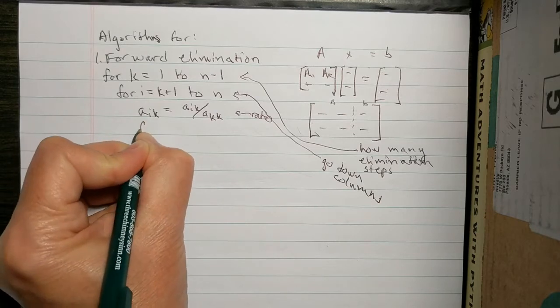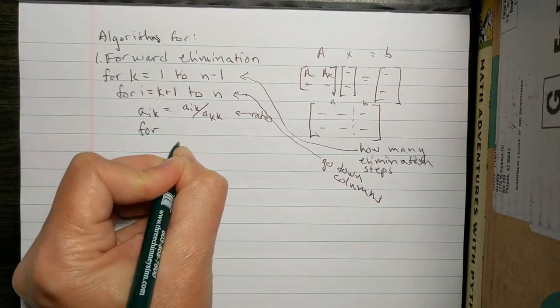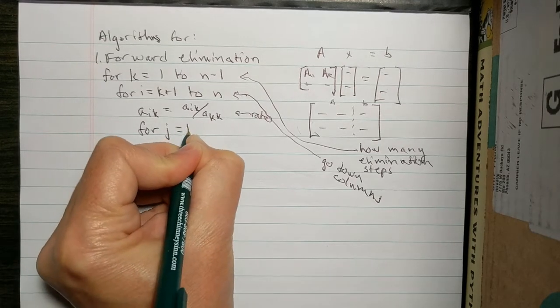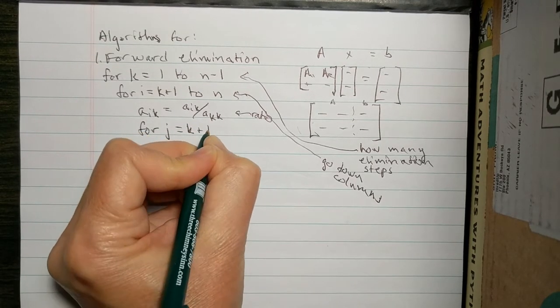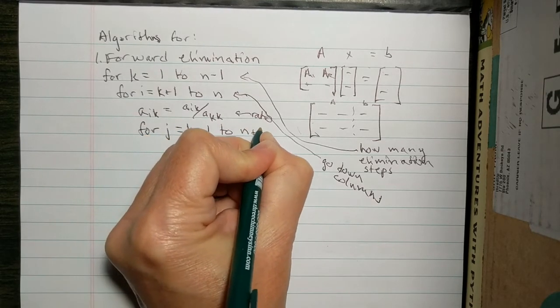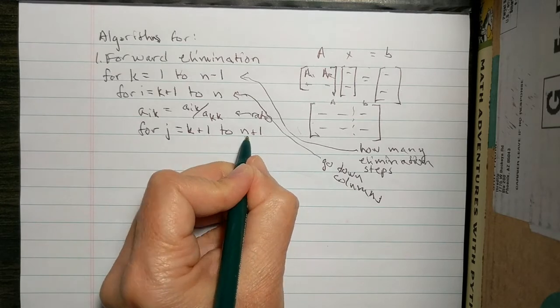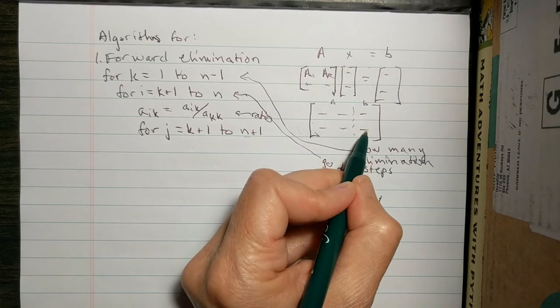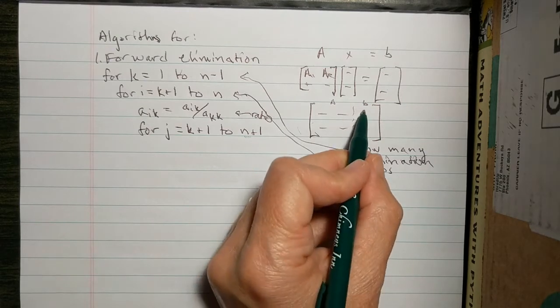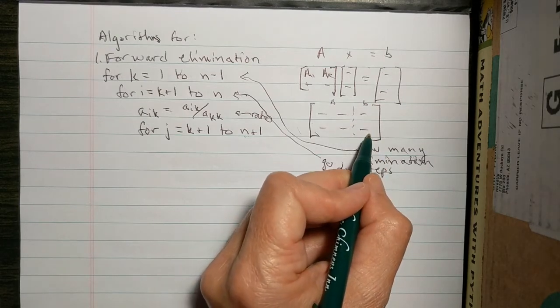So this is going to be for j equals k plus 1 to n plus 1. And this n plus 1 is because, remember, we've added the b vector on here, so we need to actually get beyond our n by n matrix and do this column too. So we want to fix it also.